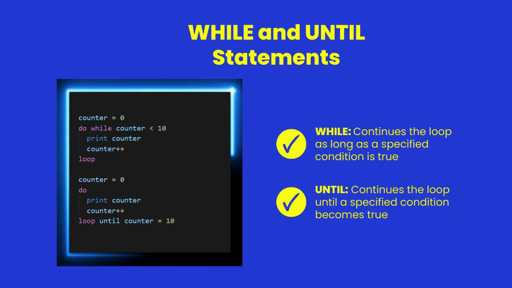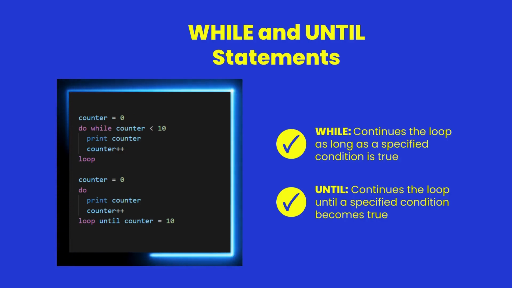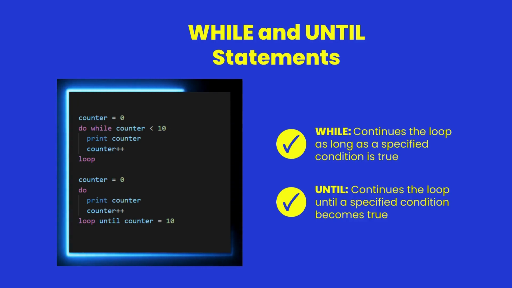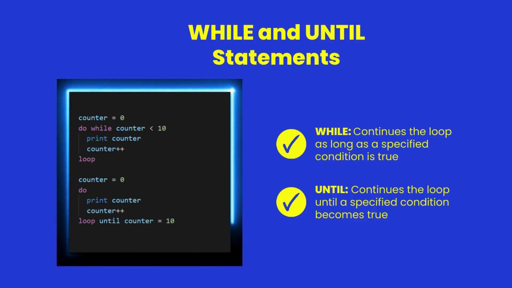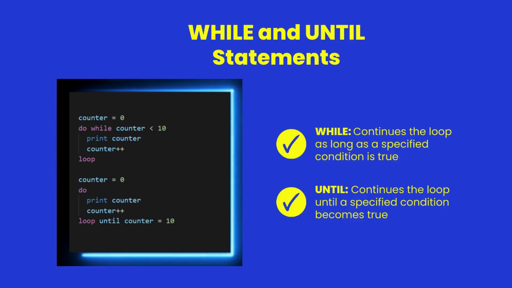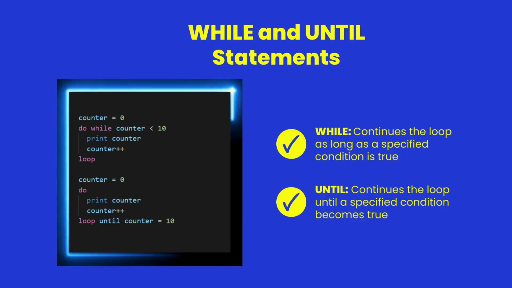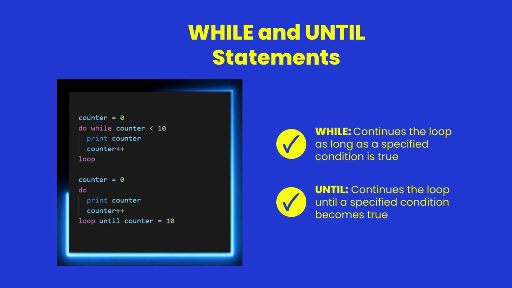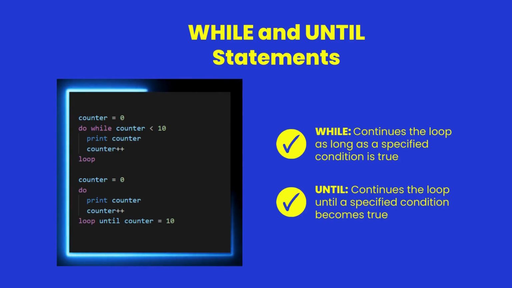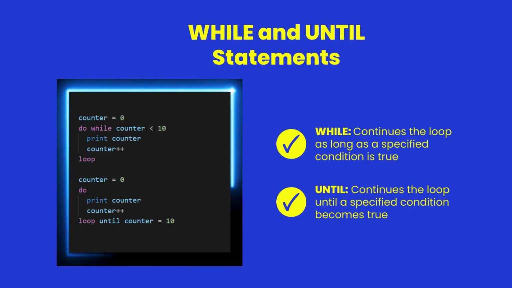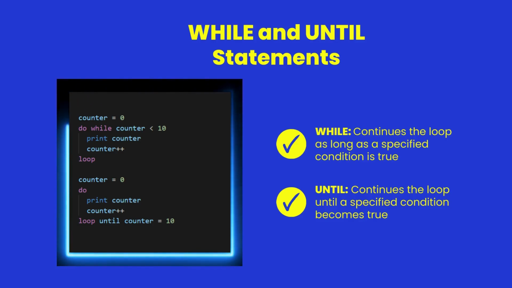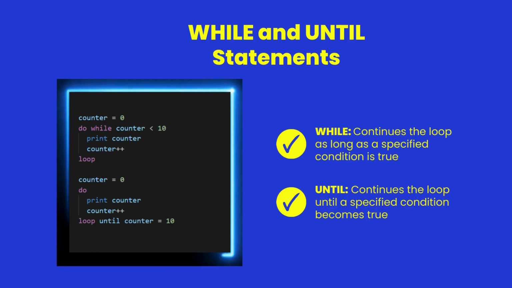This loop starts with counter set to 0 and continues to execute while counter is less than 10. It prints the value of counter and increments it by 1 with each iteration. Next, we create a do until loop that continues until a condition becomes true. This loop also starts with counter set to 0 and continues to execute until counter equals 10. It prints the value of counter and increments it by 1 with each iteration.